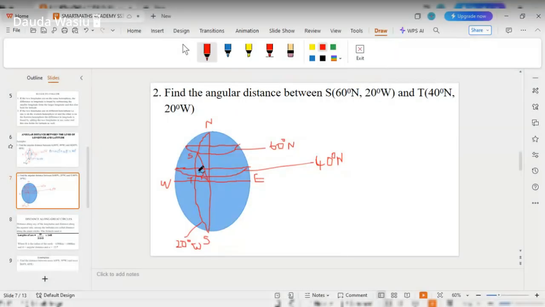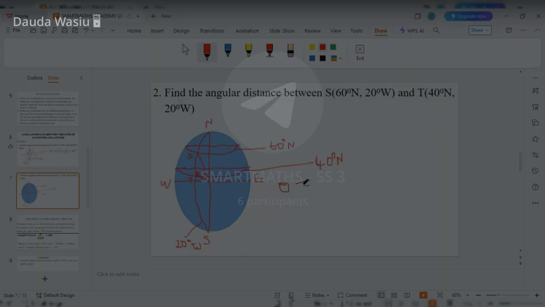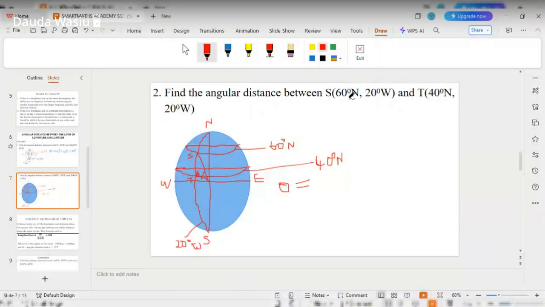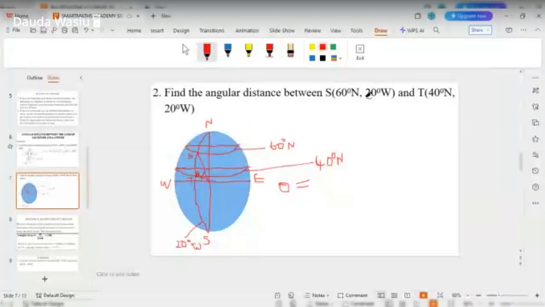So this is the angular difference. You can now see theta, the angular difference, equals... where are we getting our angular difference from? It will be on the latitude. Because we have the same longitude, we cannot get our angular difference from the longitude, so we get it from the latitude. Since they fall on the same side of the equator, we are going to subtract.